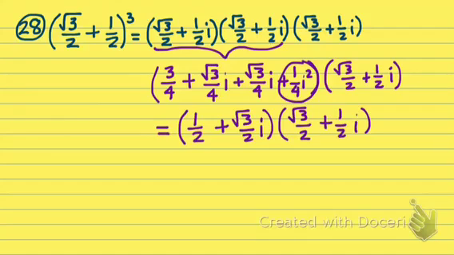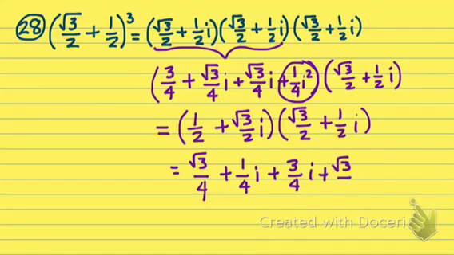Let's move where we can focus on this part. And 1/2 times the square root of 3 over 2 is the square root of 3 over 4. And then 1/2 times 1/2 i is 1/4 i. And then the square root of 3 over 2 i times the square root of 3 over 2 is plus 3 over 4 i. And then the square root of 3 over 2 i times 1/2 i is the square root of 3 over 4 i squared.